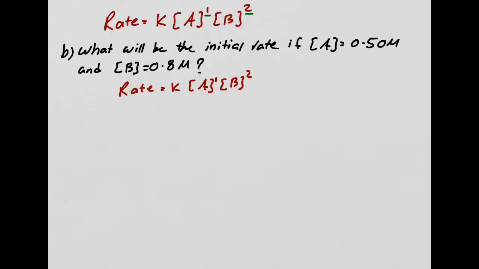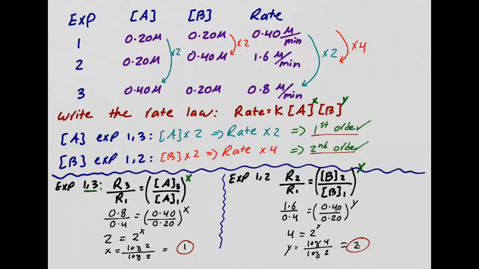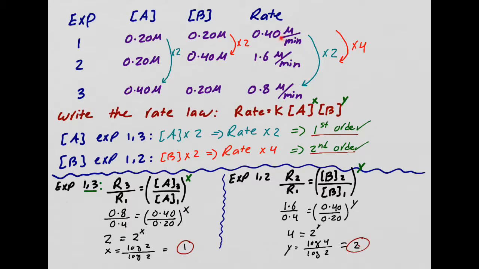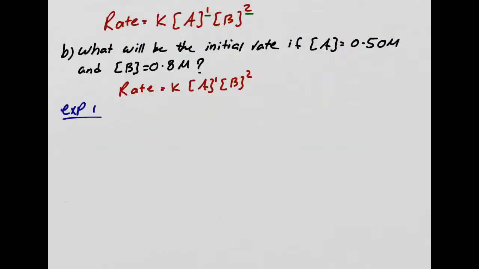So let's do this. We're going to figure out K. It's the same as before. It doesn't matter which experiment you pick. Pick one experiment. Just for fun, I want to pick experiment 1, but you can pick any experiment that you like, whatever your heart desires. I'm not judging you. And then plug in those numbers. So I picked experiment 1. I'm going to use the rate of experiment 1, the concentration of B for experiment 1, and the concentration of A for experiment 1.